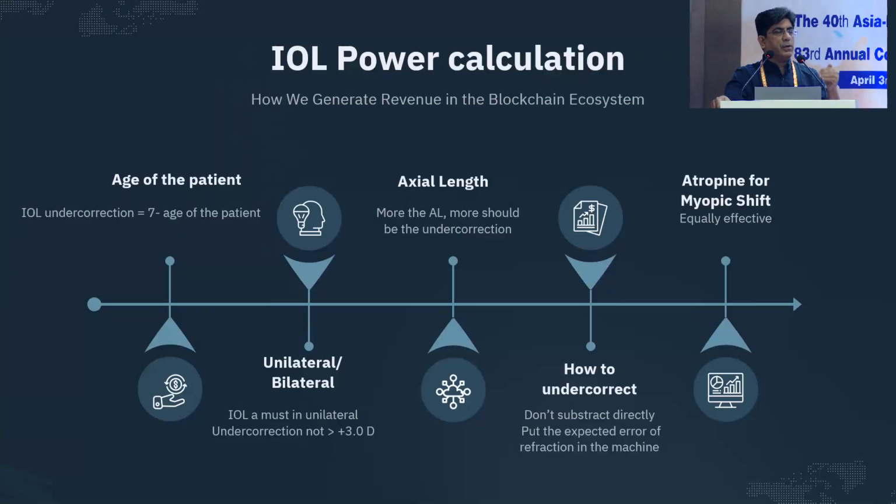You have to put the amount of undercorrection in the machine to see the expected error of refraction and then undercorrect accordingly. You will be surprised that direct subtraction from the IOL power may be off by almost 1 to 1.5 diopters. And then we have been using atropine for patients who are above 4 or 5 years of age and are still progressing, like they have a very high myopic shift. Me and Aditya have done work on atropine 0.01% and 0.05%, where we found that atropine does slow down this particular myopic shift.